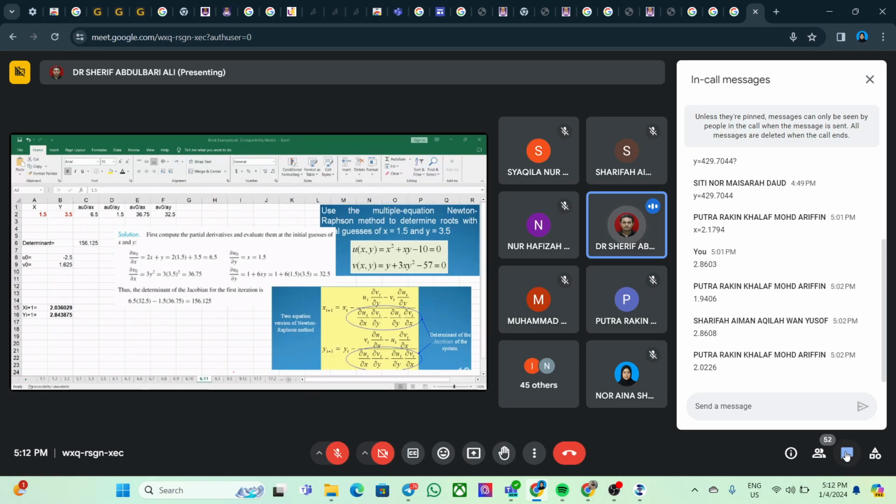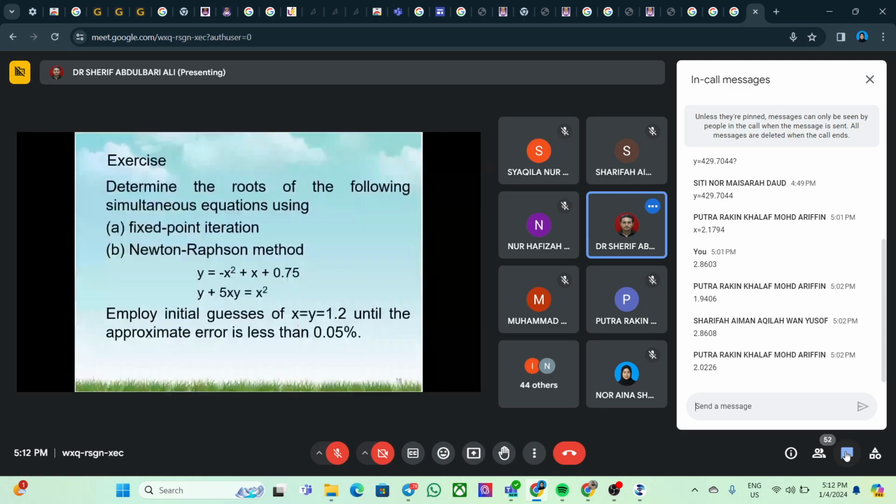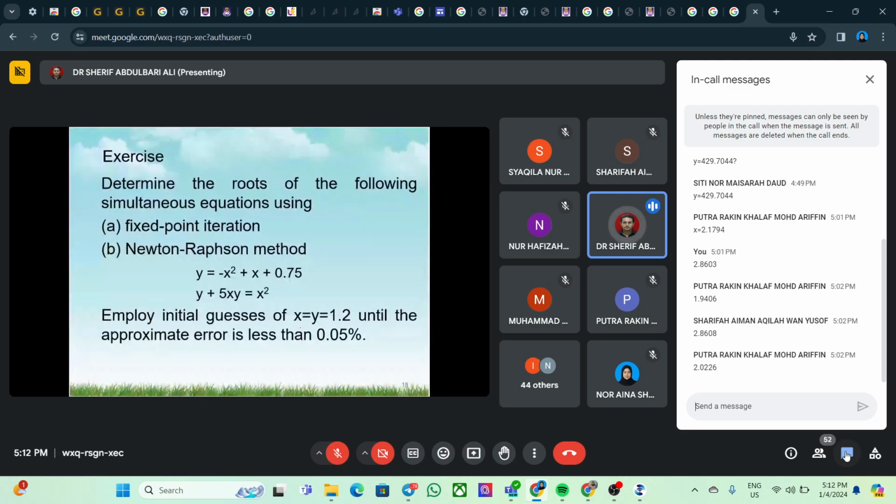If not, this is the last thing for today. There is an exercise at the end of this PowerPoint slide here. Let me show it to you. There's an exercise here. You need to determine the roots of the following simultaneous equation using the fixed point iteration and also using the Newton-Raphson methods. Here, the initial value is given for x and y. It's 1.2. And you need to iterate till the error is less than 0.05.